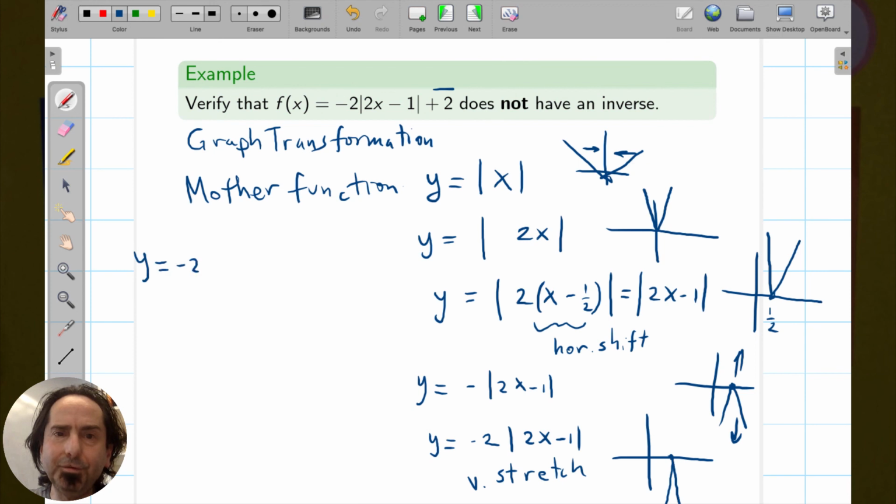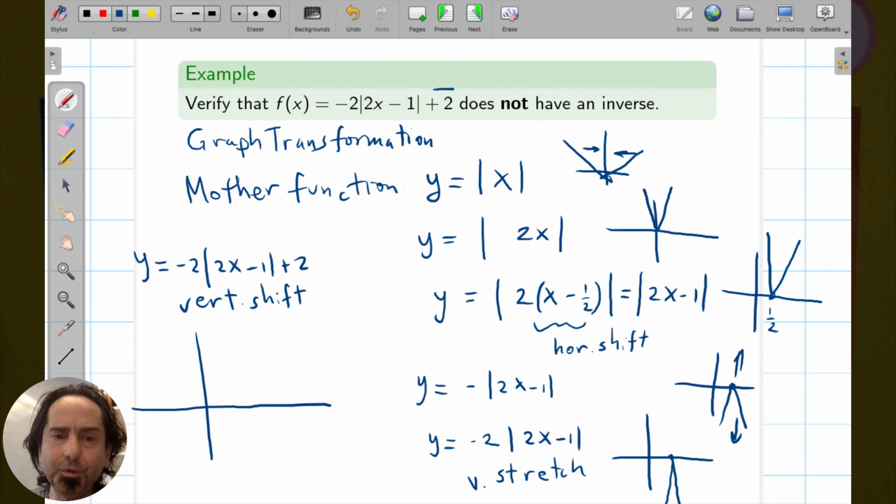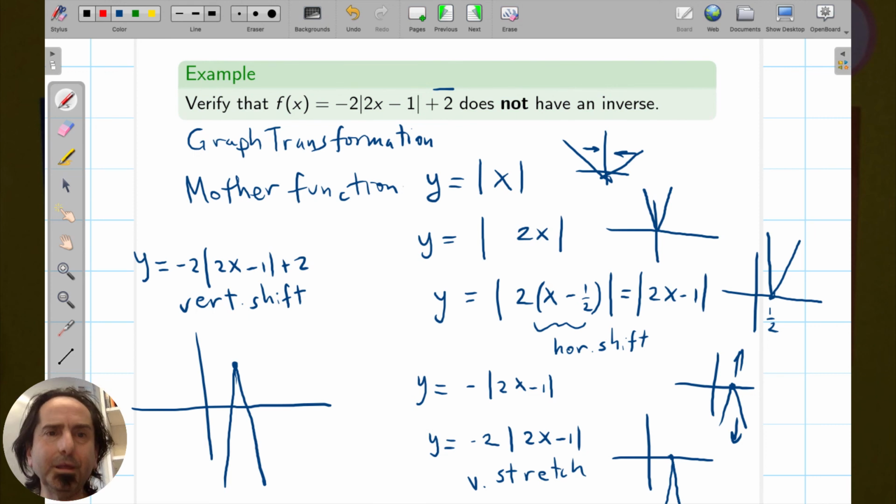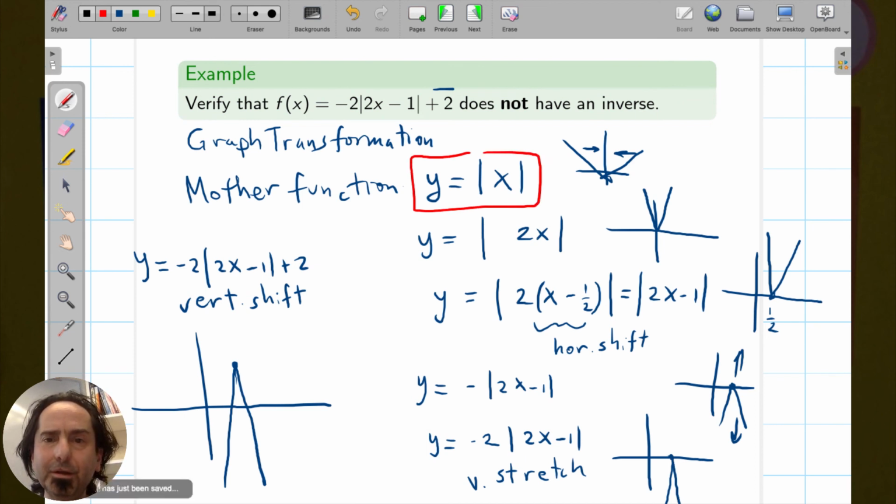Y equals -2, absolute value of 2x minus 1 plus 2. That's a vertical shift, and it's going to look exactly the same, but we're going to move that vertex up by 2 units up here, and it'll look like this. And I'm just pointing out that this complicated function is a result of a toolkit function and several graph transformations. It's like 1, 2, 3, 4, 5, 6, 7, or so on.